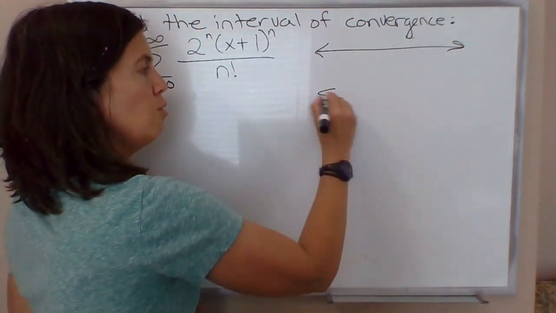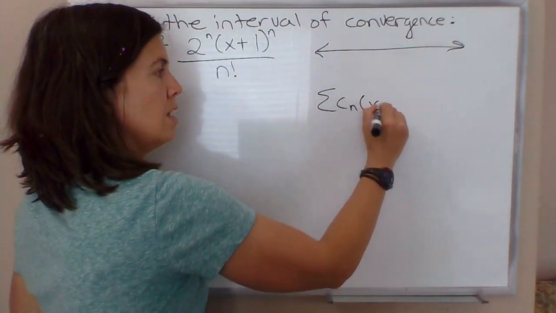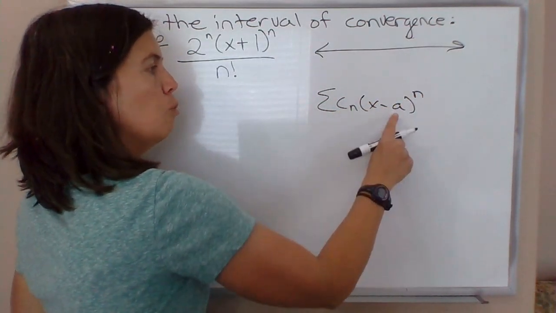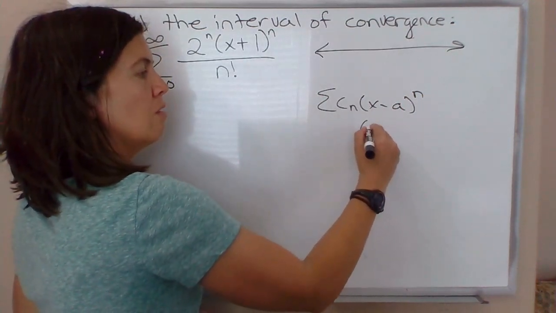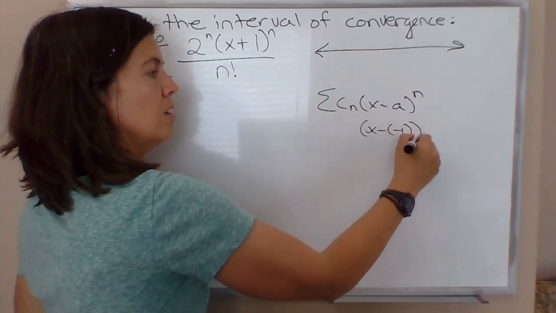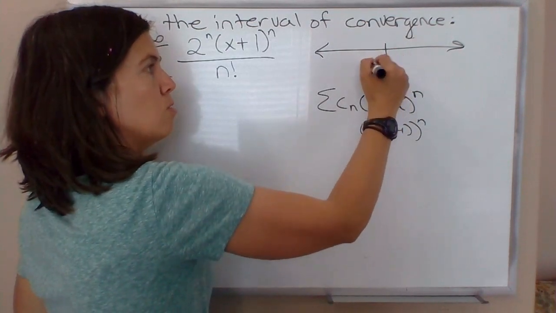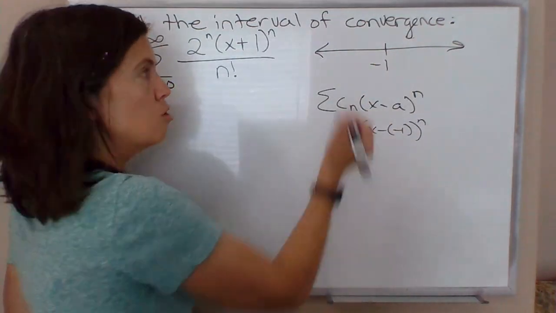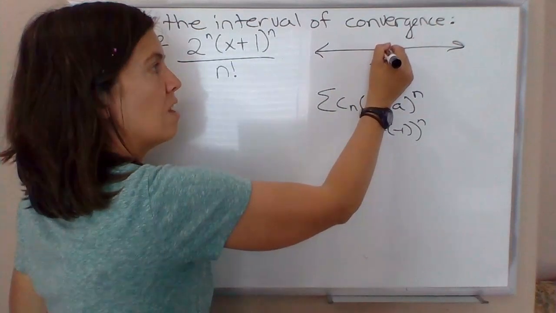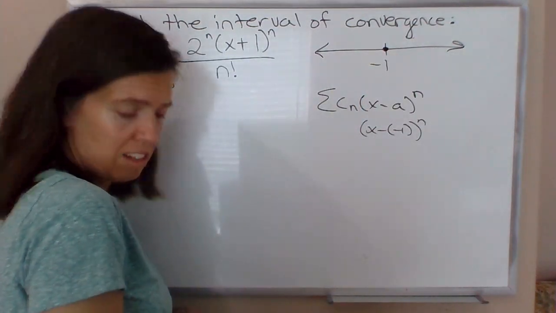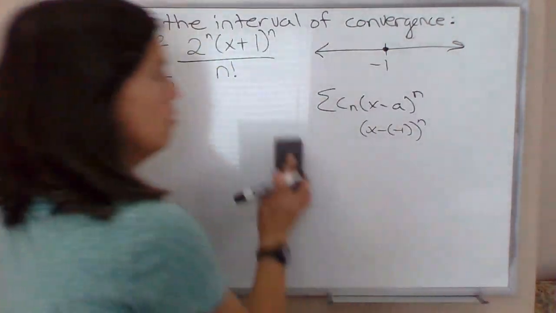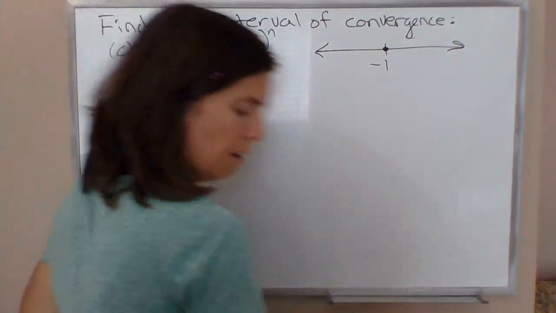Remember, the general form for a power series is c_n times (x minus a) to the n, where the center is a. So this (x plus 1) to the n we could think of as (x minus negative 1) to the n. So this is a power series centered at negative 1. We know for sure the interval of convergence at least includes negative 1, because every power series converges at its center. Okay, so we know that much. Now where else does it converge?